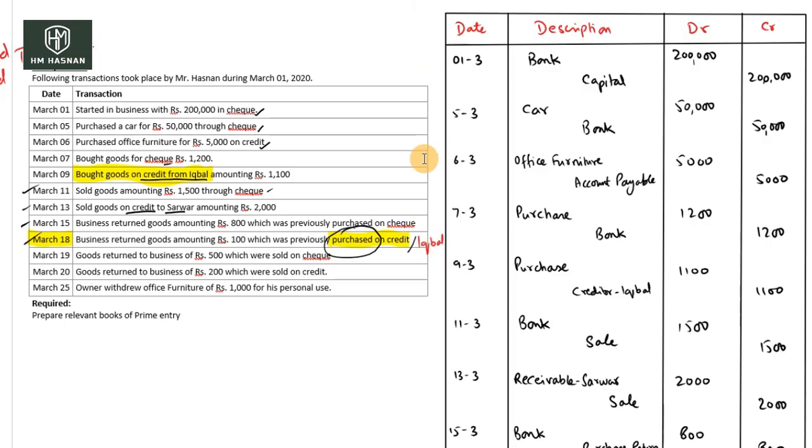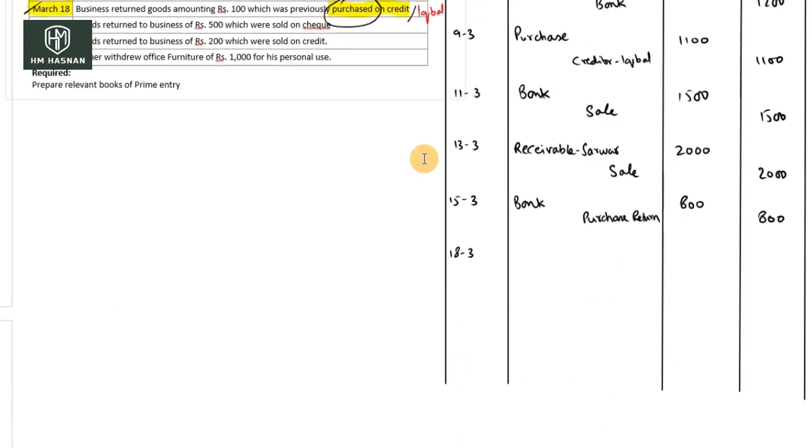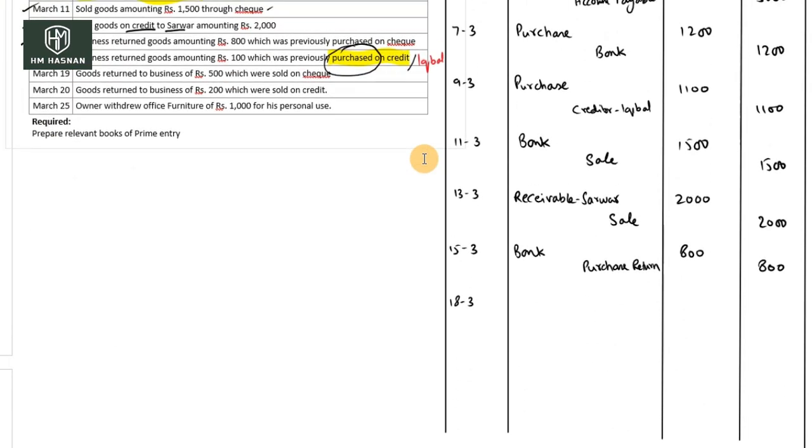Okay. So we will record the purchase return. On 18 March we will record purchase return, meaning creditor Iqbal, creditor Iqbal and purchase return. The amount rupees is 100.